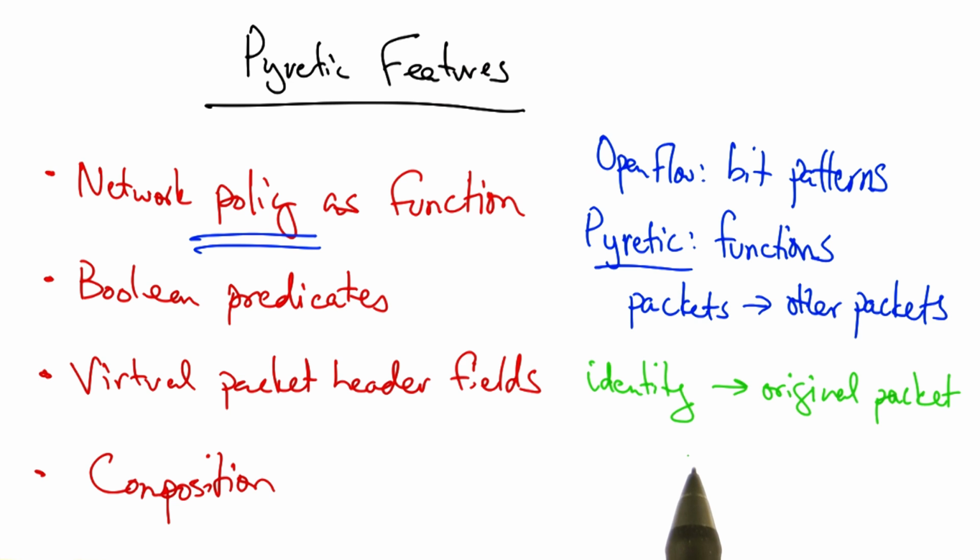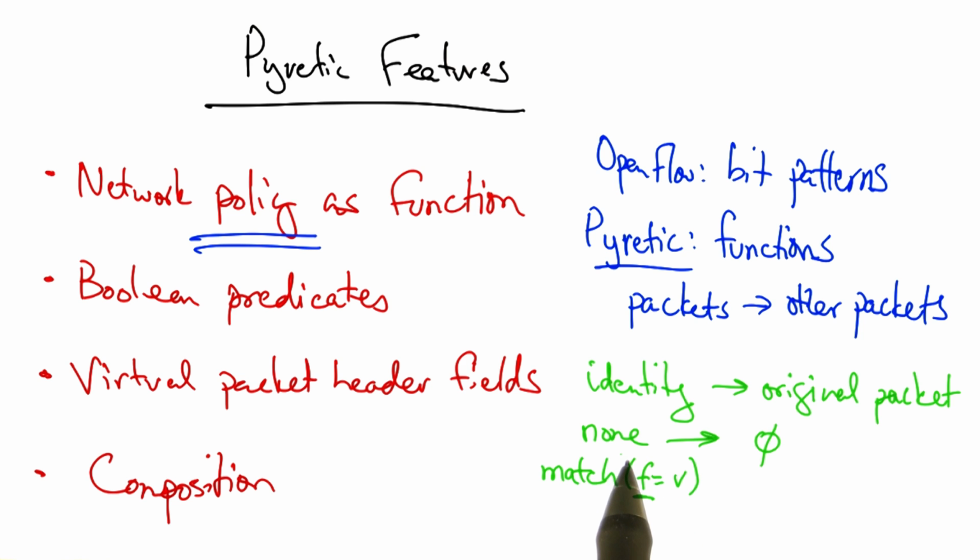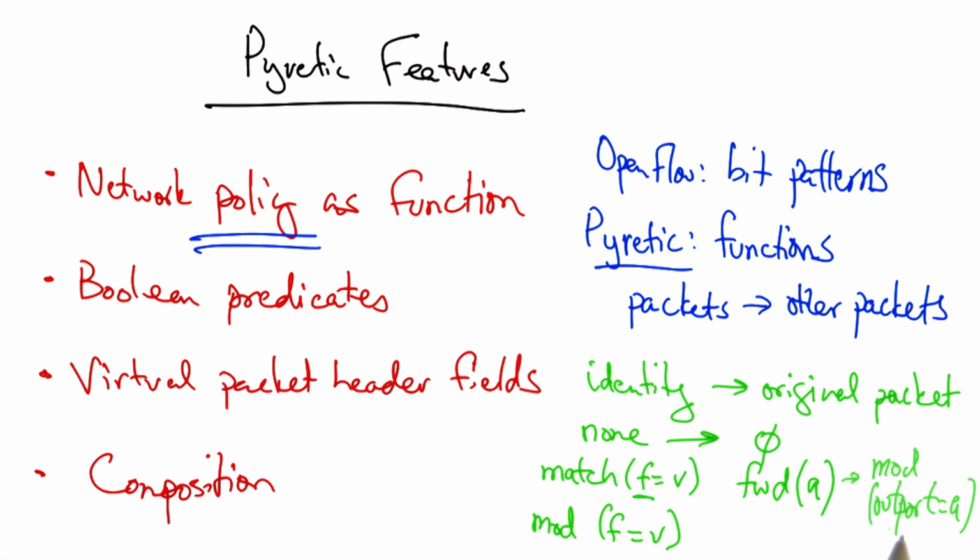Some example functions in Pyretic include the identity function, which returns the original packet; none or drop, which returns the empty set; match, which returns the identity if the field f matches the value v and returns none or drop otherwise; mod, which returns the same packet with the field f set to v; forward, which is simply syntactic sugar on mod, to say that the output port field in the packet should be modified to the parameter specified; and flood, which returns one packet for each port on the network spanning tree.